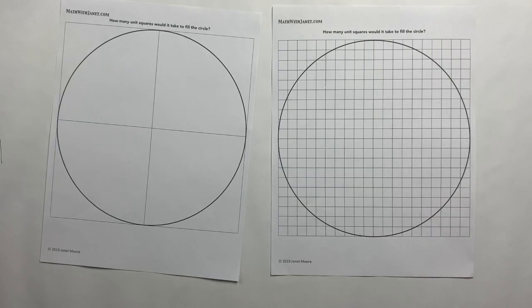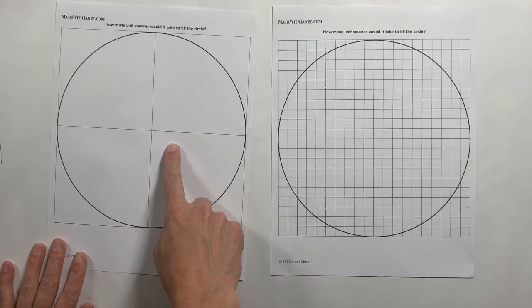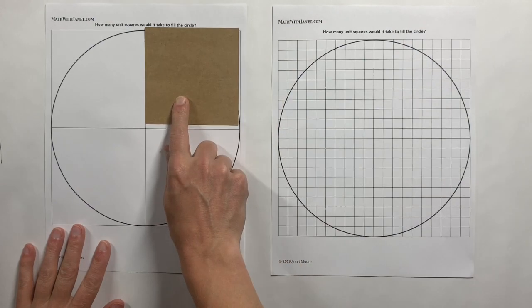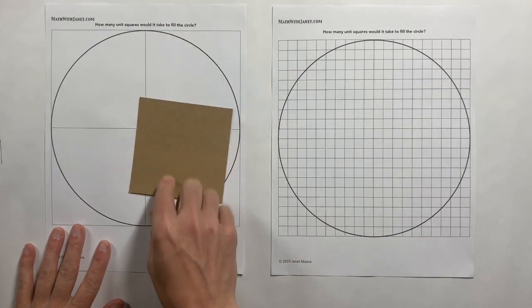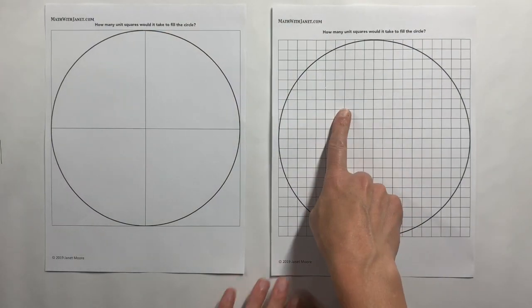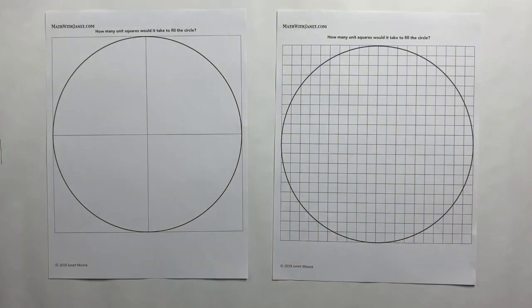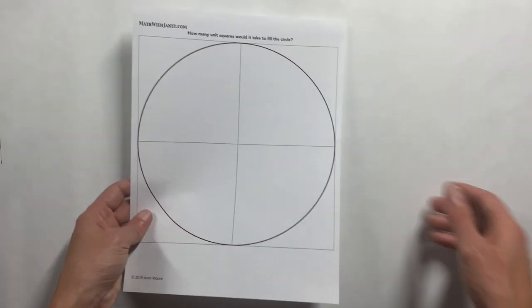These two printouts have circles that are the same size but printed on a different size grid. This paper has a 4-inch grid so that it will match the 4-inch square tiles that we cut out earlier. And this paper has a centimeter grid so that it can match with the centimeter cubes that we have set aside. Let's start with the larger grid first.